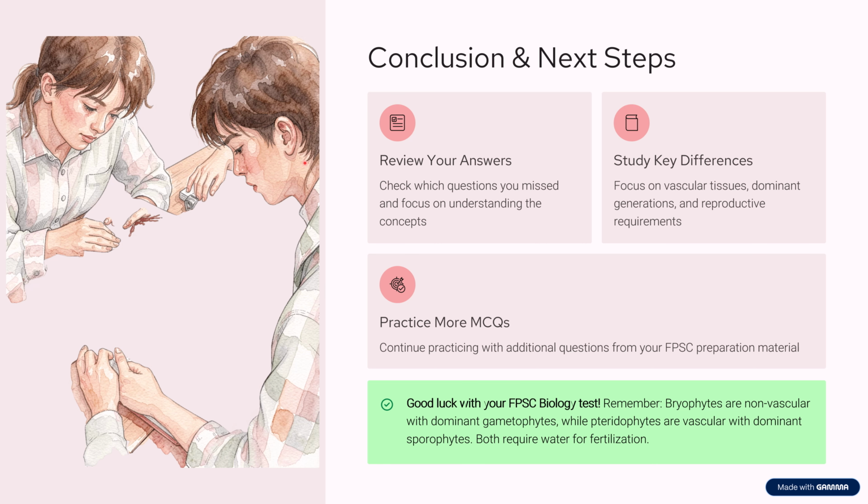So that's all for today. Conclusion and next steps: review your answers, check which questions you missed, and focus on understanding the concepts. Study key differences, focusing on vascular tissues, dominant generation, and reproductive requirements. Practice more MCQs, continuing with additional questions from your FPSC preparation material in IGCSE Science Academy. Good luck with your FPSC biology test. Remember, bryophytes are non-vascular with dominant gametophytes, while pteridophytes are vascular with dominant sporophytes. Both require water for fertilization.